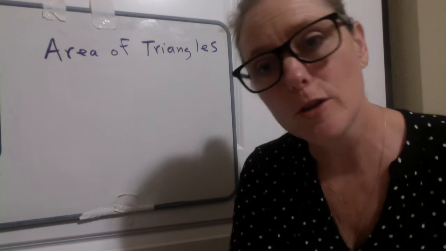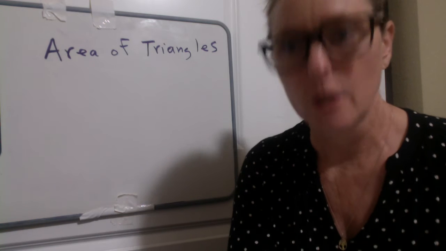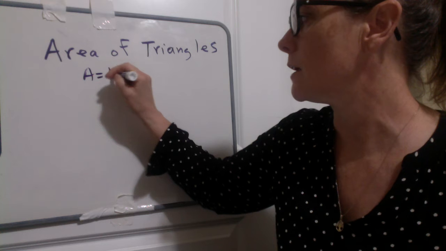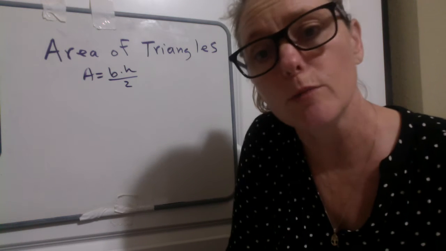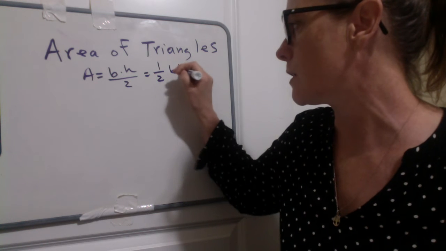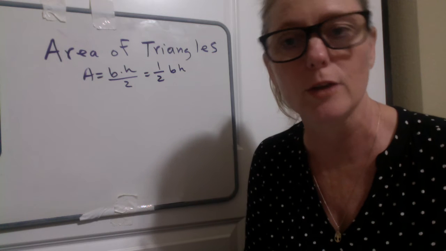All right, so hopefully you watched the first video where we talked about finding the area of triangles. Again, area of a triangle, base times height divided by 2. That also can be written as, if you're looking online, you might see it written as 1/2 base times height. Both of those are equivalent. Okay, so either way you can use that.